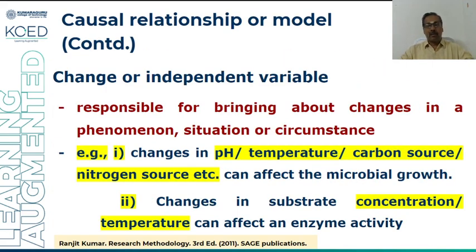Change or independent variable. So what is a change or independent variable? From the word itself you can see, this type of variable is responsible for bringing some changes in a phenomenon, in a process, in a situation or a circumstance. Bringing about changes in a phenomenon or situation or circumstance is the role of any independent variable. You see, the word independent means they are totally independent.